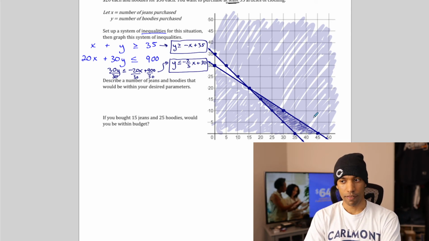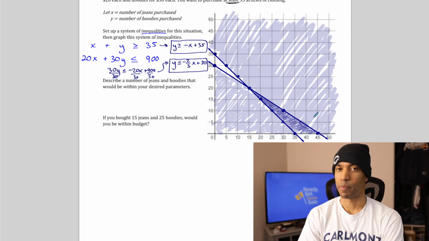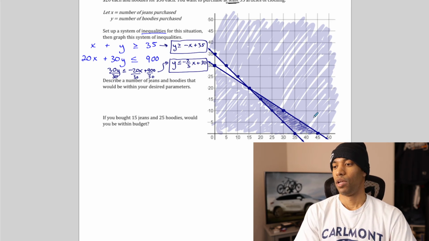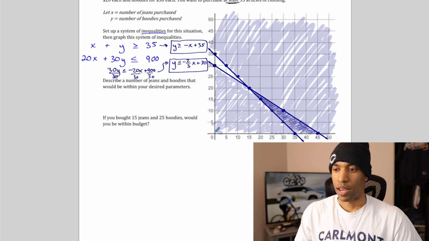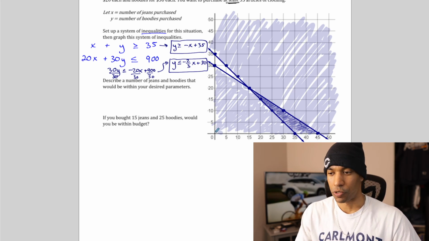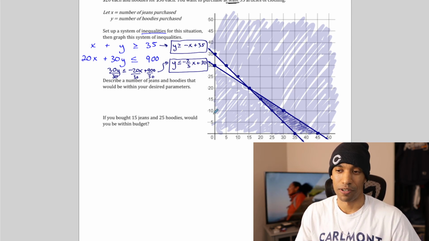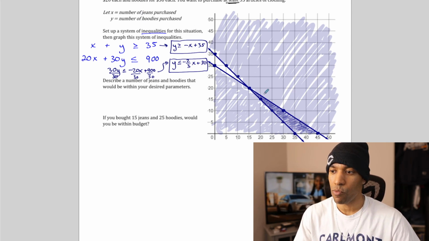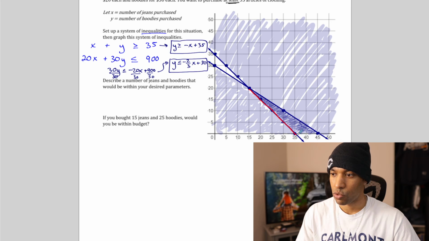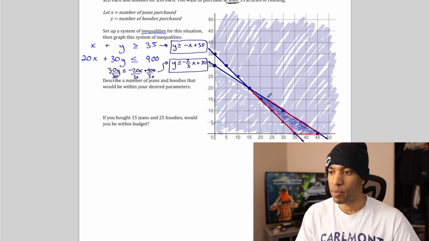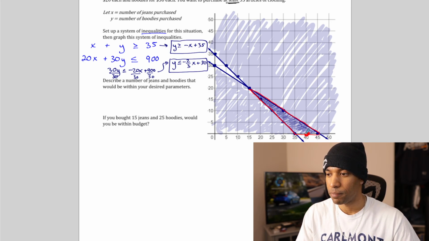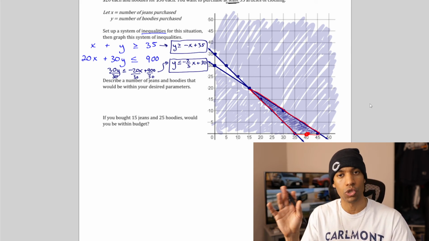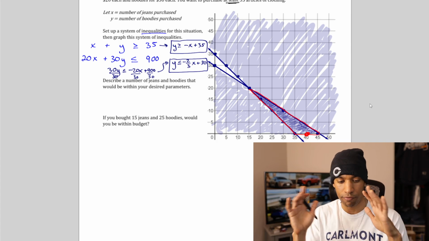That you bought at least 35 articles of clothing, and you were within your budget of $900 or less. Because if I buy 0 articles of clothing, 0 jeans, 0 hoodies, I didn't spend my $900. I'm satisfied with one part, but not with the other. I needed 35, so it needs to be anywhere in this region right here. You'll be good. That does mean you could buy 40 jeans and 0 hoodies, and you've met your 2 requirements there.